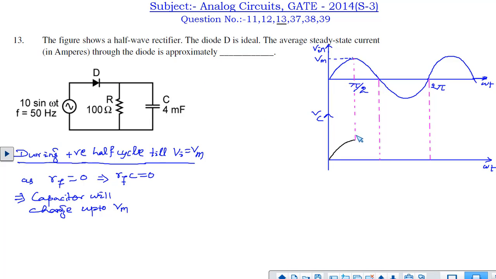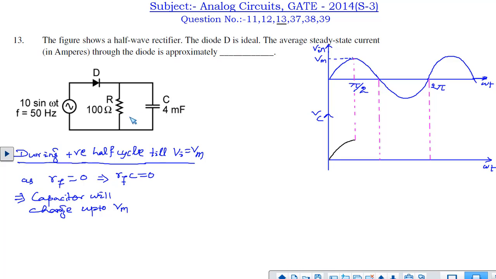Then after this what will happen? The capacitor will have the voltage of Vm, and the input voltage is continuously dropping below this Vm voltage. So the diode will get reverse biased, and when the diode is reverse biased it acts as open. Now the capacitor will try to discharge through the resistor RL.